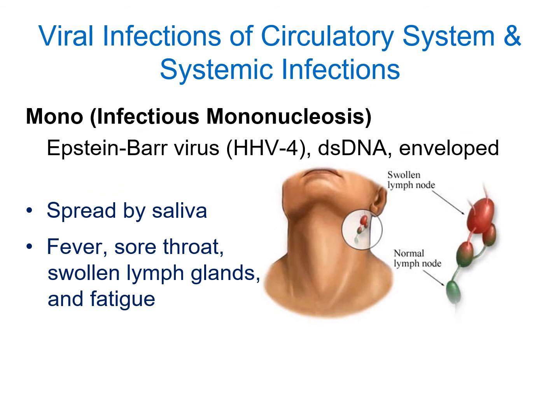Systemic viral infections would include infectious mononucleosis, commonly known as mono, or the kissing disease, because it's spread by saliva. This is caused by the Epstein-Barr virus, which is one of the herpes group of viruses. Something that will spread throughout the body, generally not life-threatening. It can cause some long-lasting effects, although that's quite rare, but it produces fever, sore throat, swollen lymph nodes, and just general fatigue.